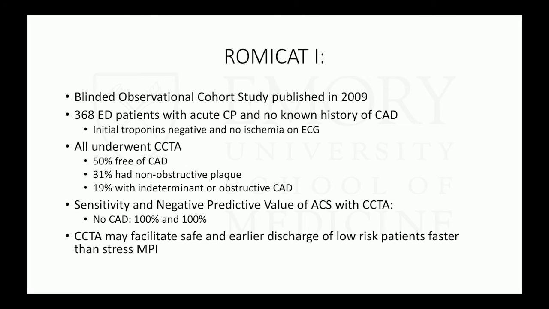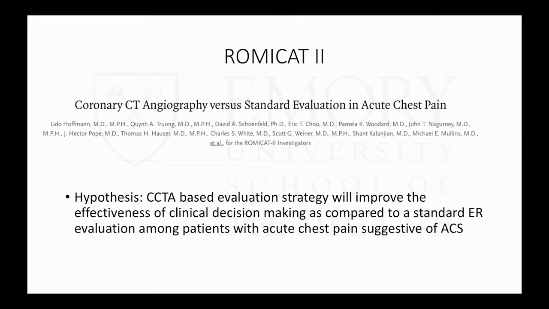And so the first observational study was the ROMICAT trial, or observational study, and that was looking at ER patients that showed up with acute chest pain and no known history of coronary disease. They had initial negative biomarkers and no evidence of ischemia on EKG. All those patients underwent CTA. Half of them had no evidence of coronary disease. In that population, the sensitivity and negative predictive value of acute coronary syndrome is 100%. And so essentially, you're helping facilitate safe and early discharge in those lowest risk patients much faster than if they underwent a stress test the next day or after the weekend.